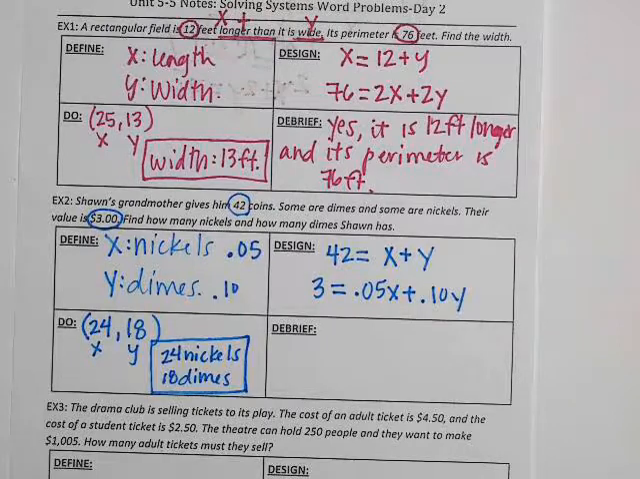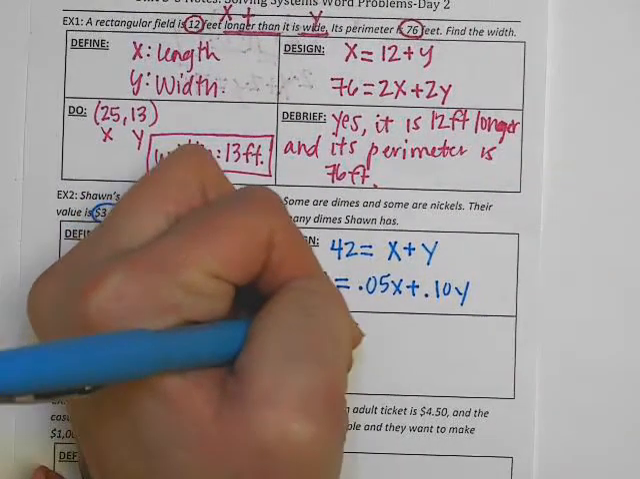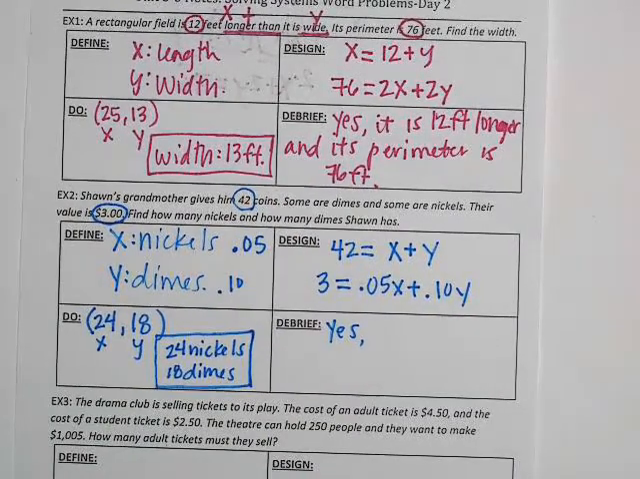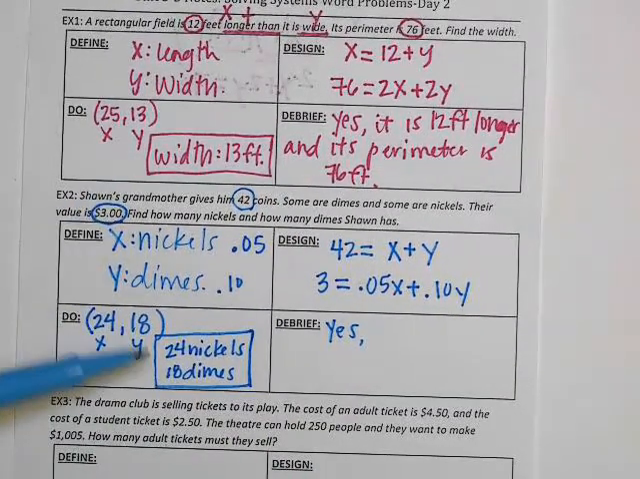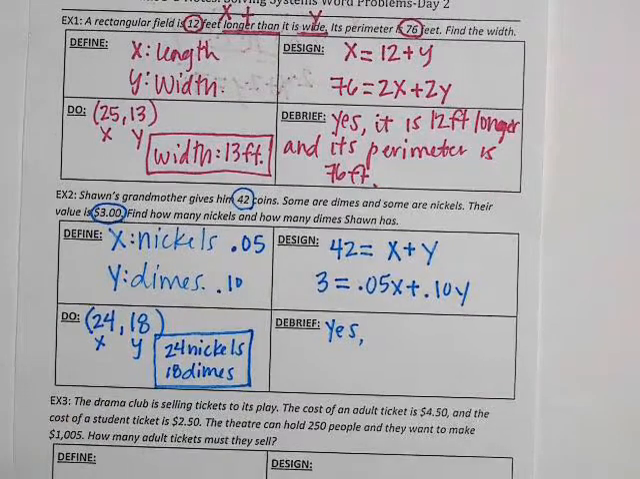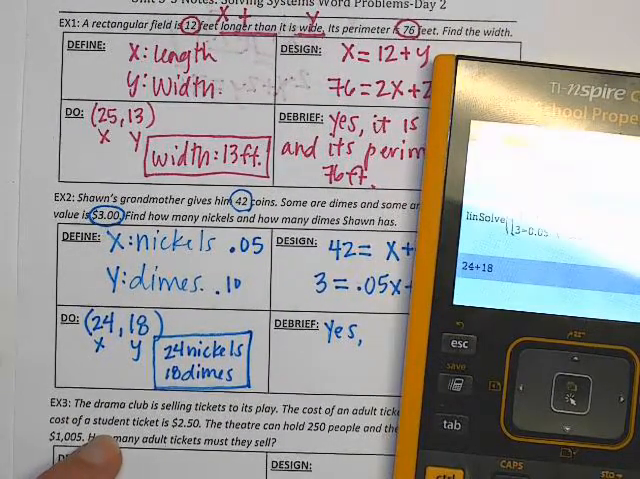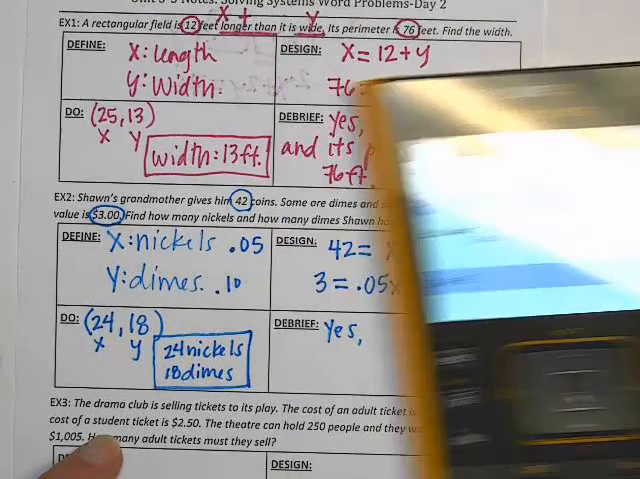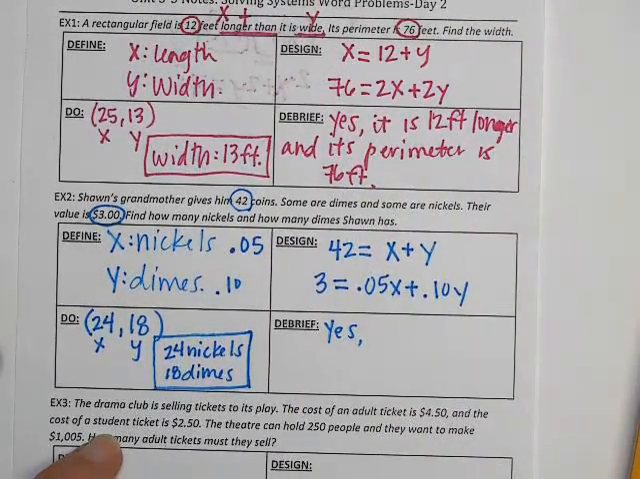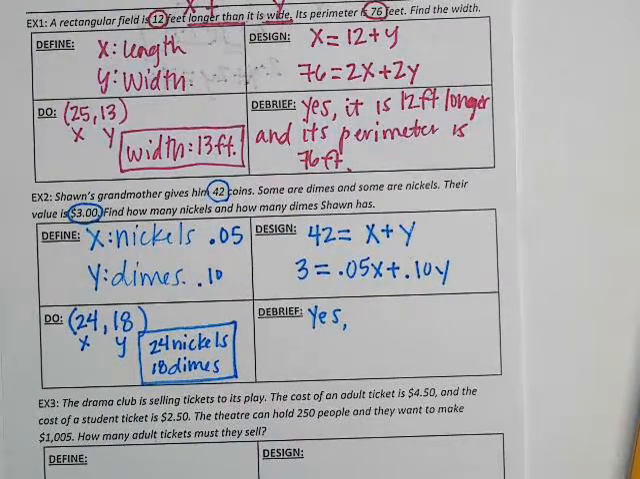Okay. Did we answer the question? Yes, nickels and dimes. Does it make sense? Does he have 42 total coins? Well, let's see. 24 plus 18. Yes. 42. Their value is $3. How could I check the value?